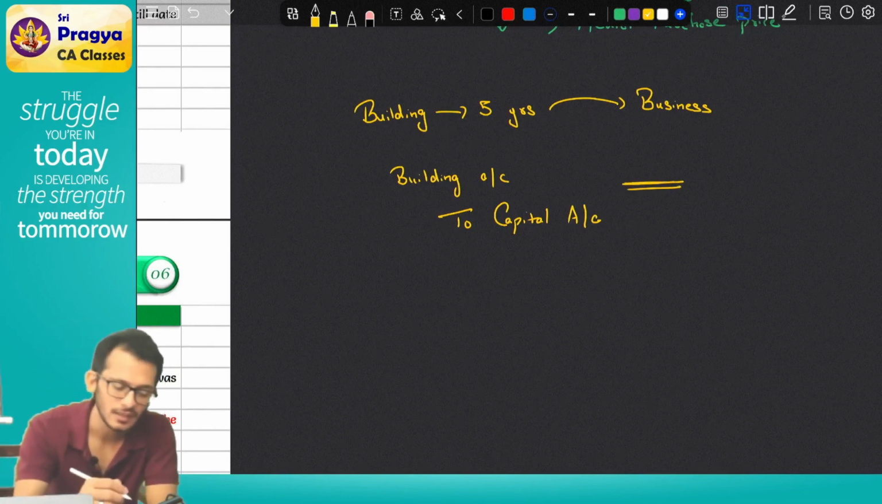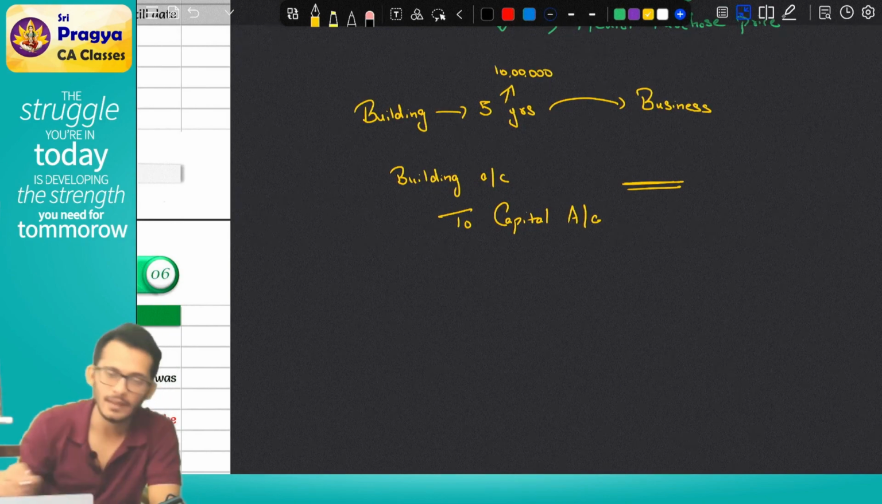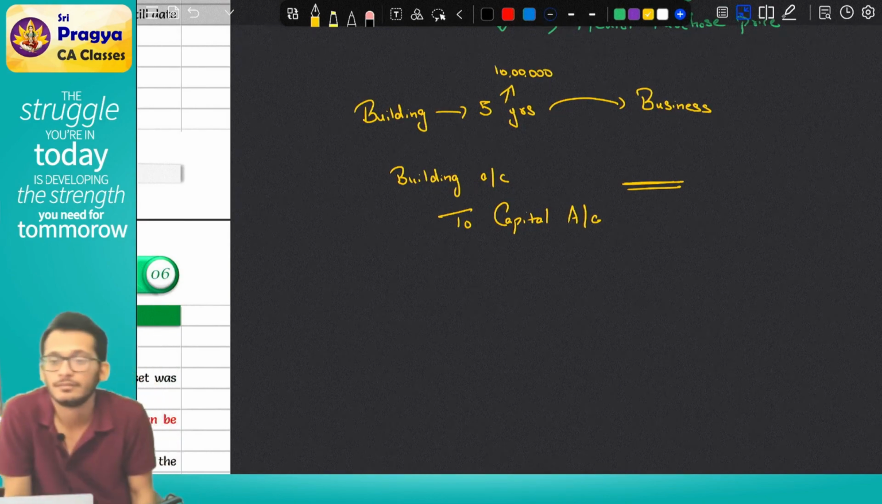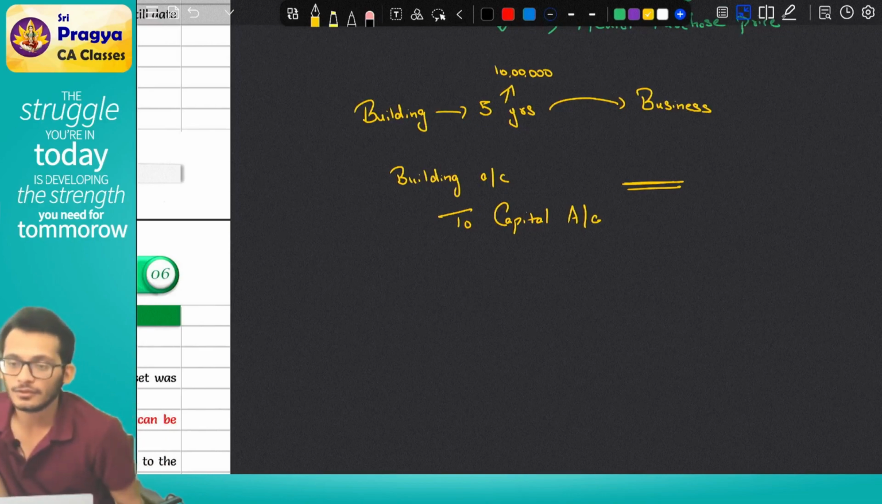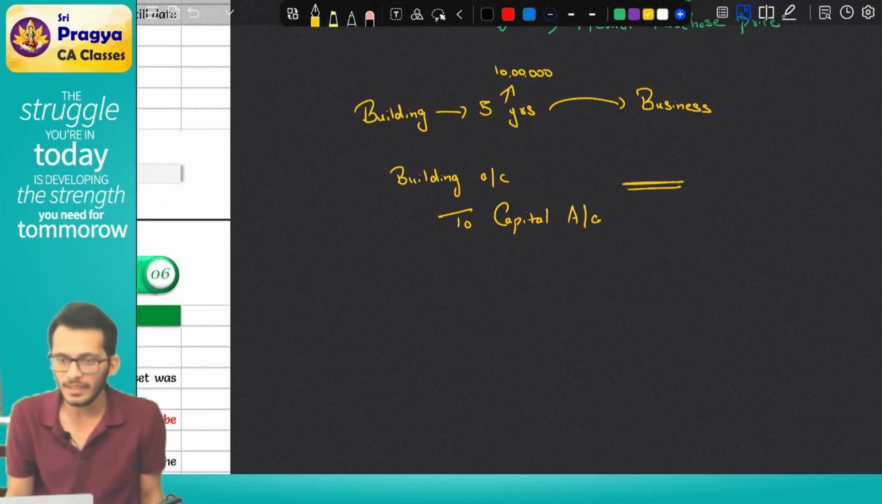When I bought this building 5 years back, that time I bought it for 10 lakhs. In the last 5 years, has this building been used in business? Not used. The building has been used by whom? By me itself.